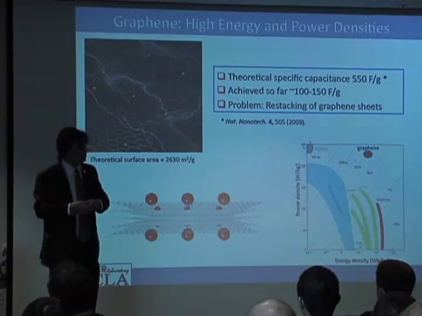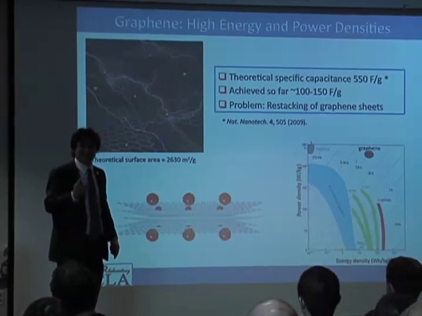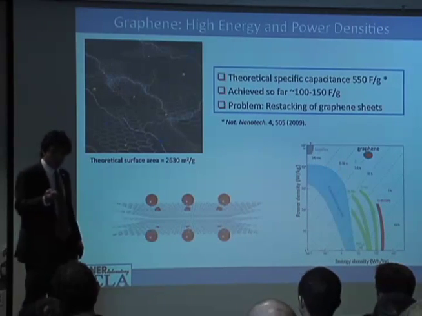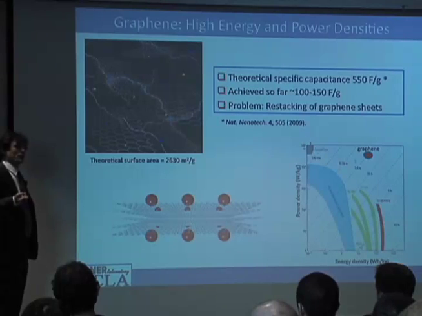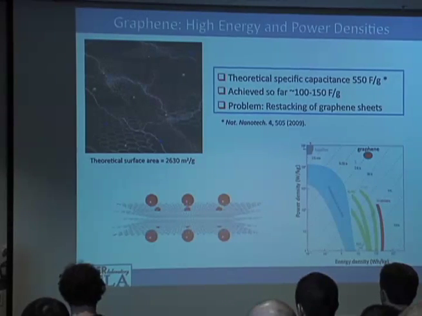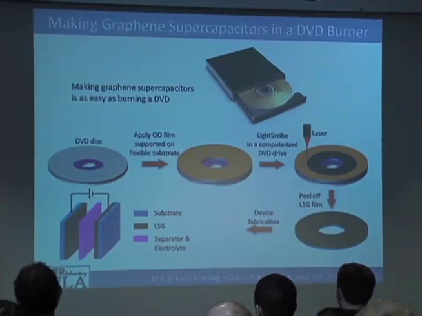Well, I'll show you that our laser-scribed graphene does that. We didn't start out to do it. It just happens to be the structure we got. But when we measure our surface area, we're measuring above 1,500 meters squared per gram. So we're activating more than half of all the surfaces. Okay, how do we do this?